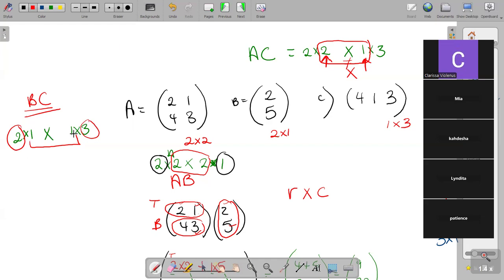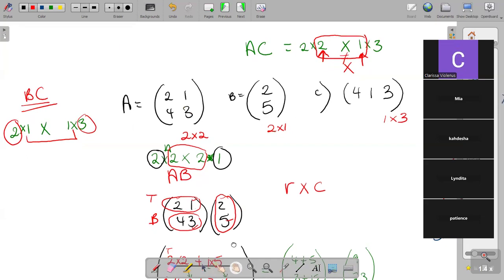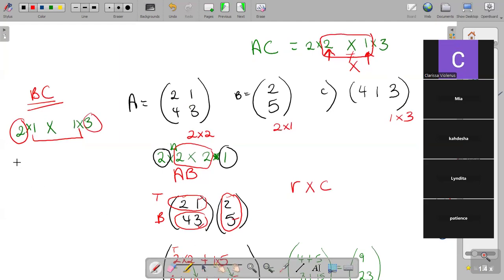Everybody try this question for me now. So you got your B and your C. Multiply this and tell me what you get. So I'm going to write it here. B is 2 5 by a 3 4 1 3. Everybody calculate that. If you get stuck, that's perfectly fine. The purpose for us today is to see where you're at, where you will get stuck so we could fix it.